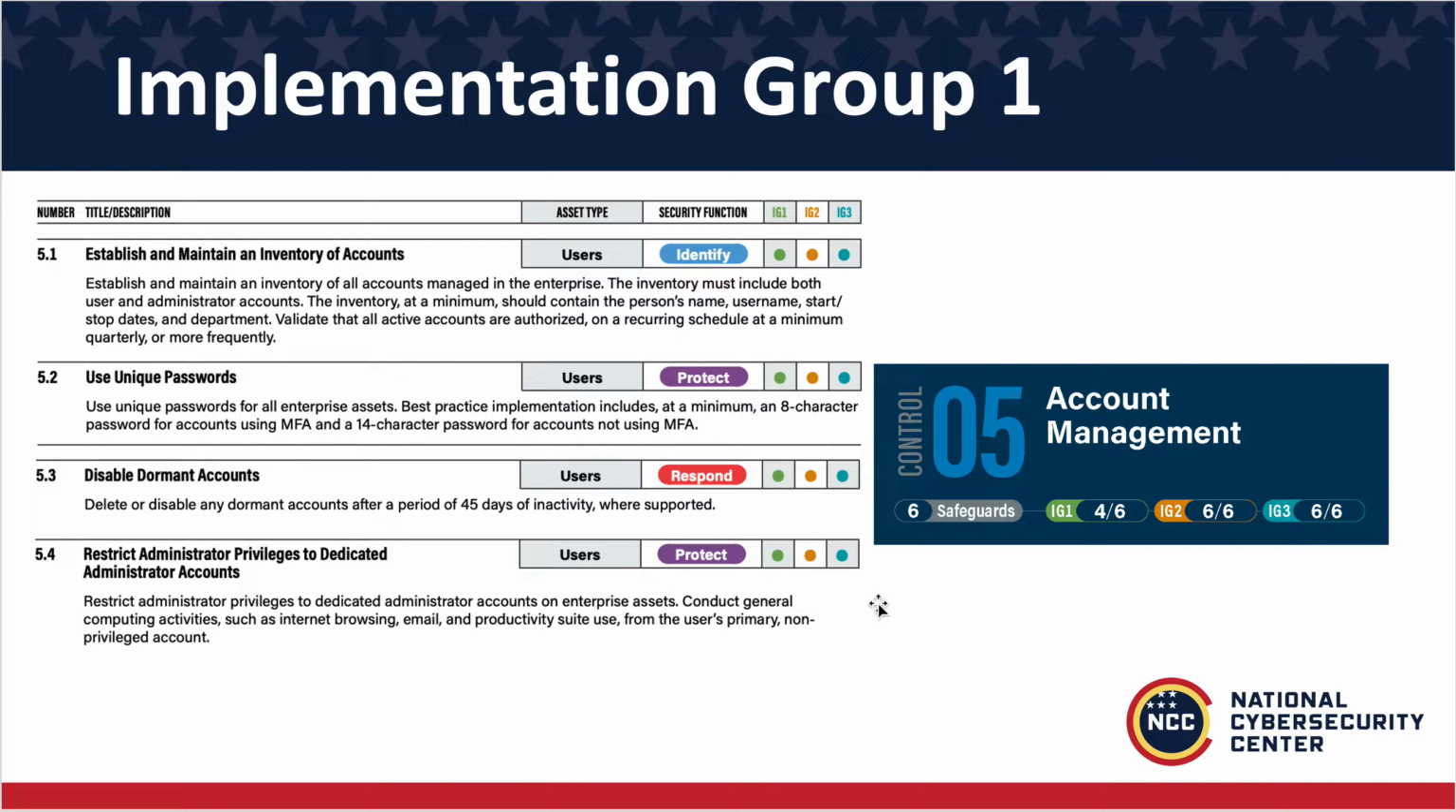So looking through the controls here, or the safeguards in implementation group 1: inventory of accounts. That's step number 1. If you look at these safeguards, at the column that says security function, you can see the NIST Cybersecurity Framework labels there: identify, detect, protect, respond, recover. So identify is 5.1, then unique passwords, disable dormant accounts, and restrict privileges to administrator accounts. These are some simple things that, put into place, make a big difference.